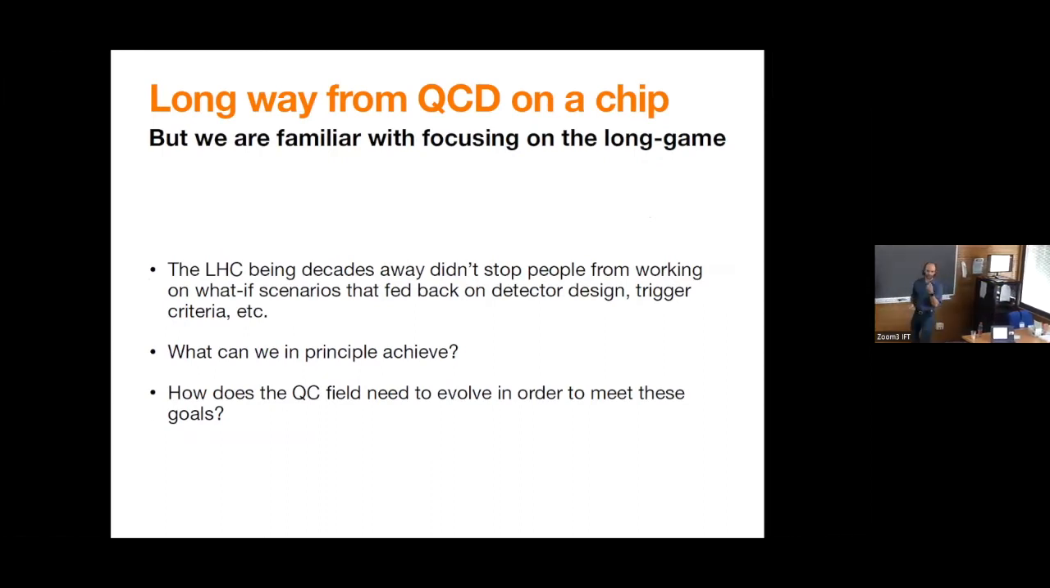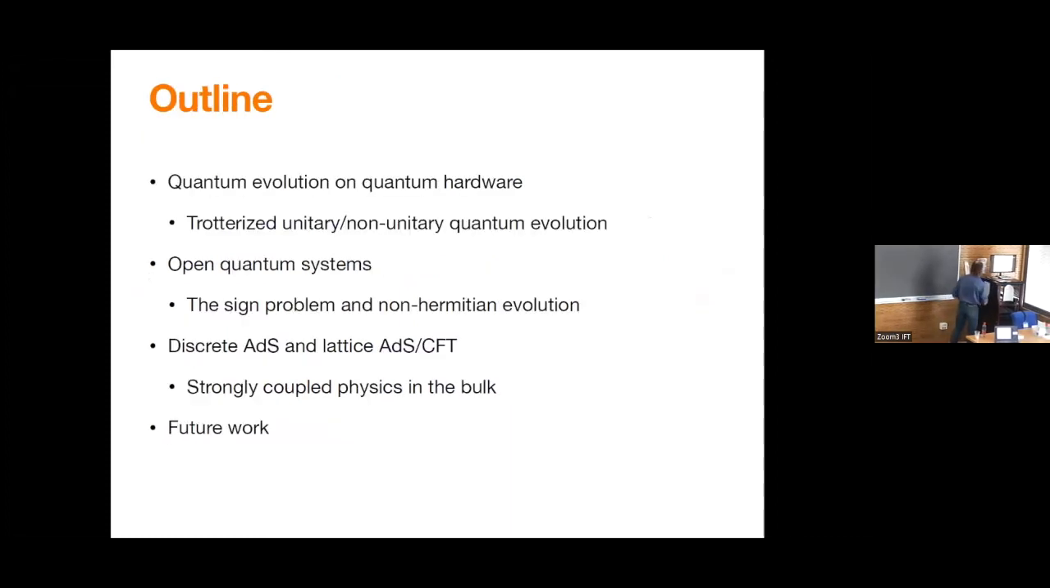And so the thing you should get from the last slide is that we're super far away from putting QCD on a quantum chip. But most of us are familiar with the long game. We know how to work with delayed gratification. So right now we're asking what we can in principle achieve using these things, and how this field needs to evolve in order to meet our goals, as I said before.